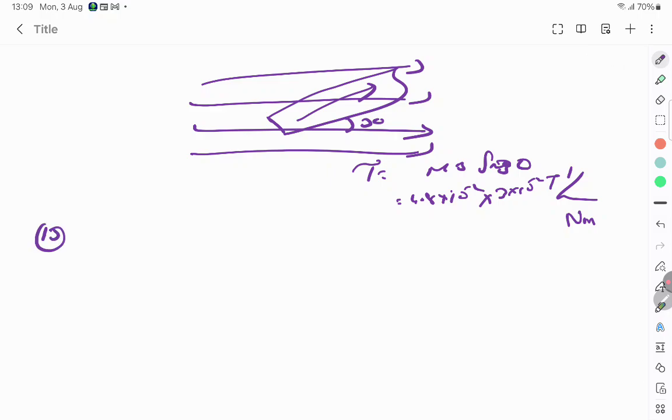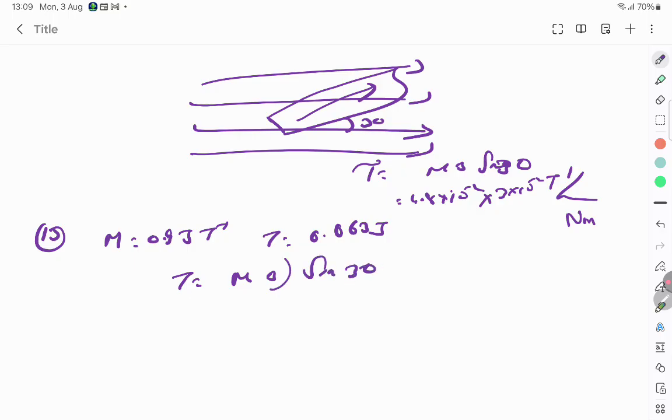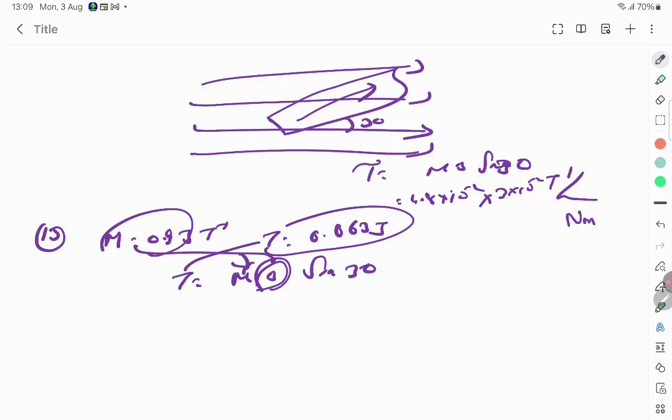A short bar magnet of magnetic moment 0.9 joule per Tesla is undergoing a torque of 0.063 joules. Torque has been given. You know, torque is equal to MB sin theta. They have given theta in the sum as 30 degrees, sin 30. And you can find B because you know the torque, which can go here, and the magnetic moment, which can be plugged in here. With this you can find B and write the answer in terms of Tesla.